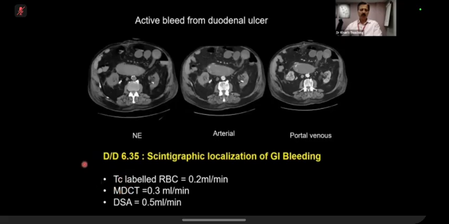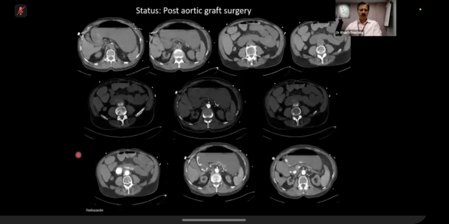What I have written here is from the previous Chapman, and this has been asked: what is the capability of technetium-labelled RBC versus MDCT versus DSA of picking up bleeds. So this is why I mentioned it here. It's a sort of a viva question. Another similar film, because of time factor, I will like to tackle it myself.